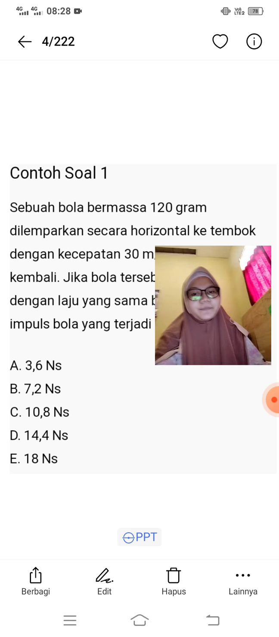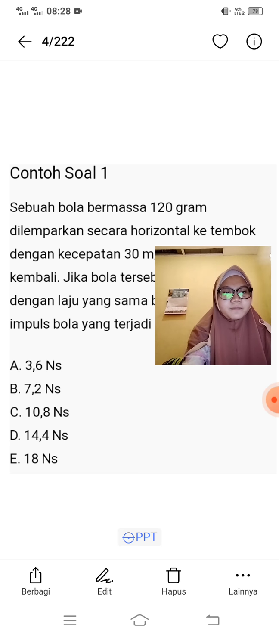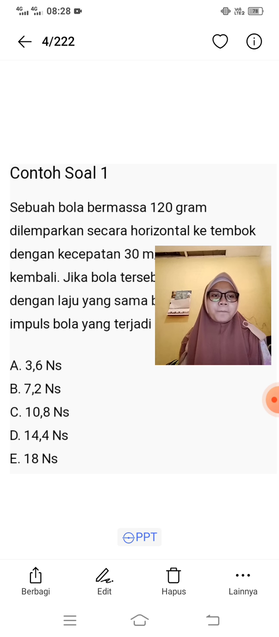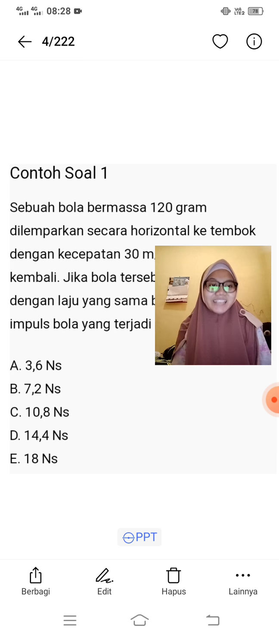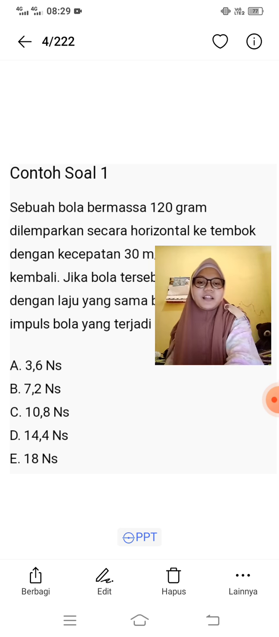Example task. A ball with a mass of 120 grams is thrown horizontally against the wall at a speed of 30 meters per second and bounces back. If the ball is reflected at the same rate, then the impulse that occurs is... let's go.